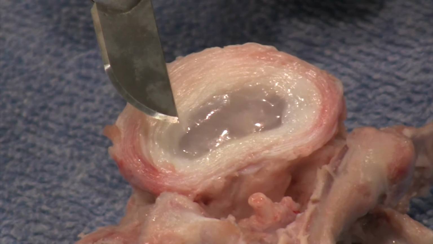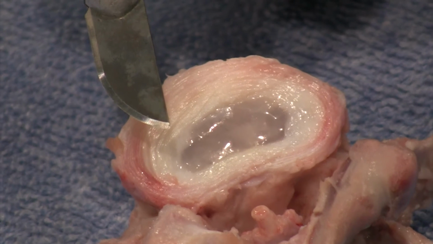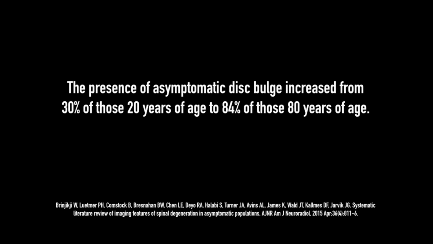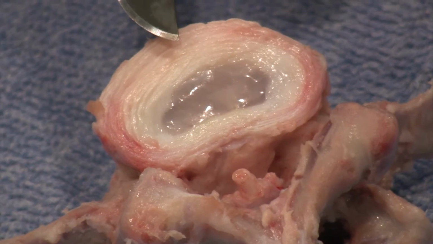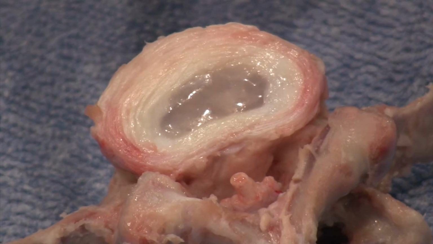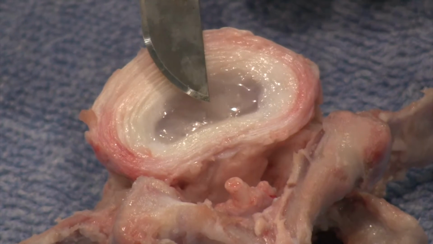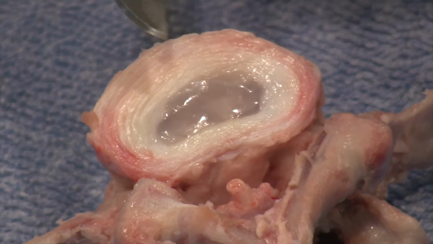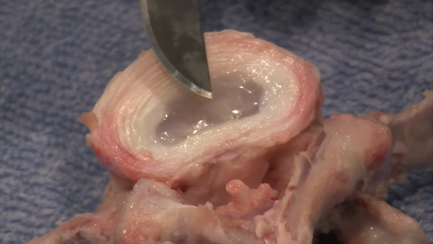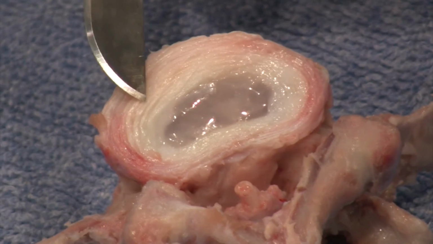Now we know that a lot of people get disc lesions. In fact, asymptomatic disc lesions are present in 30% of the population at age 20, and that increases to 84% by the time that you're 80. Overall, about a third of Americans are going to experience a symptomatic lumbar disc lesion at some point in their lifetime. And one of the ways that we can know how that happens is the rate at which the disc degenerates versus the rate at which the nucleus dehydrates.